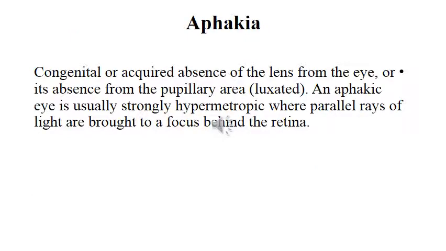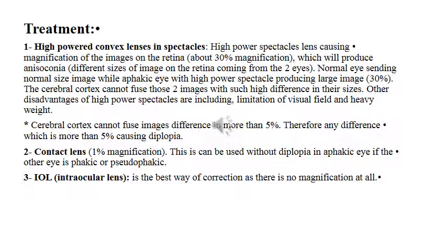Aphakia, it's either congenital or acquired. Acquired, for example after cataract surgery, is the absence of lens from the eye or from the pupillary area. Aphakic eye is a strongly hypermetropic eye. This means aphakic eye has high degree of hypermetropia. Treatment of aphakia depends on whether 1 eye or 2 eyes are involved. The main treatment is to correct the resulting refractive error, which is high hypermetropia.